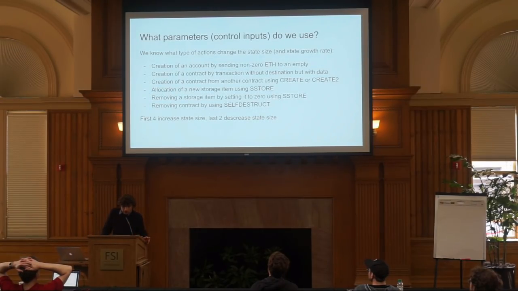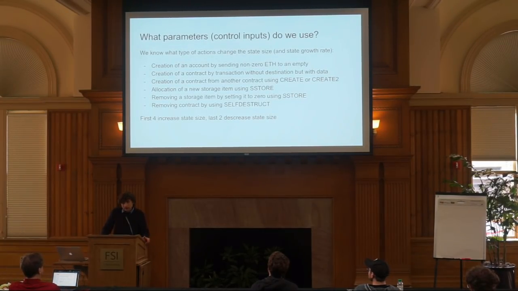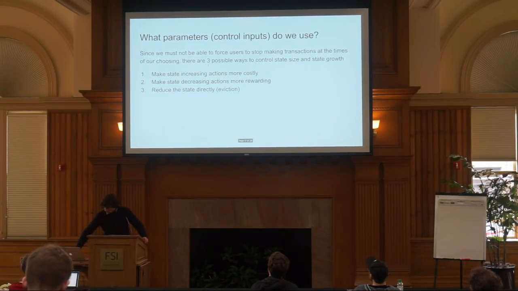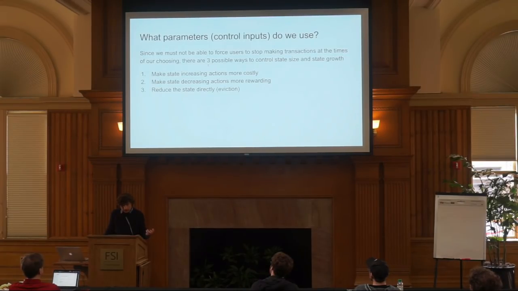So then another thing we need to think about: what are we going to change to do our control? In this case, we know that there are 6 different operations which can increase or decrease the state size, and probably we want to somehow affect those operations. And I suggest that we can do 3 different things. We can increase the cost of those actions, the ones that increase the state. We can make the actions which decrease the state more rewarding, or we can directly reduce the state size, which is what state rent is doing. So there are 3 approaches which could be combined.